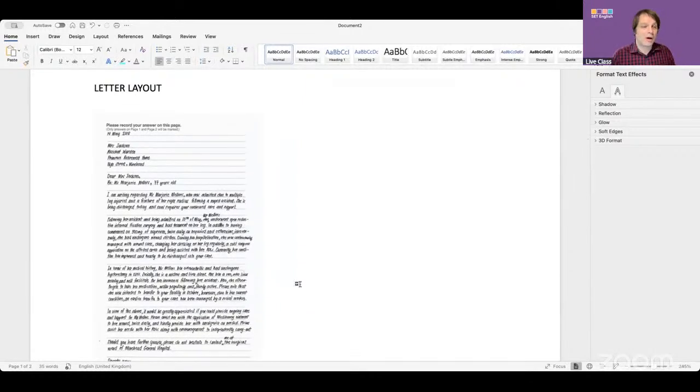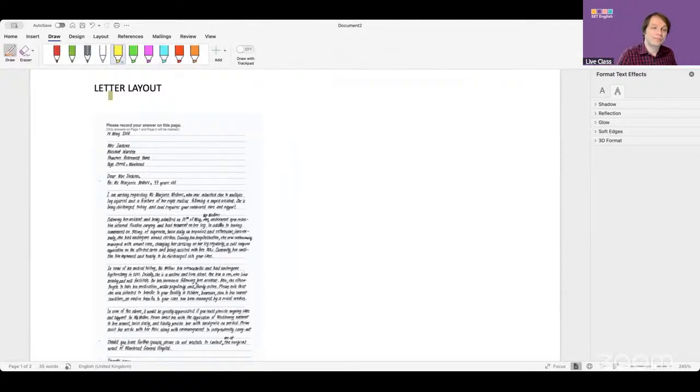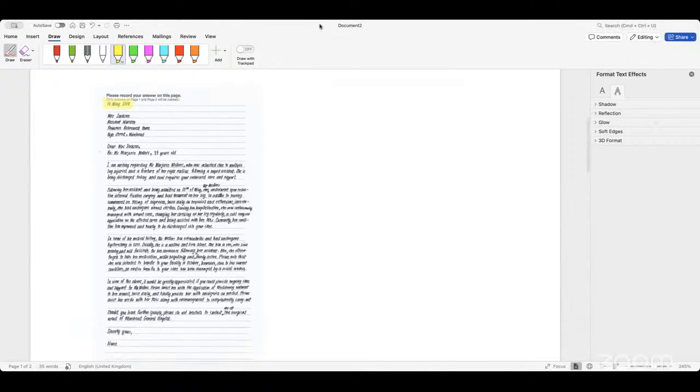Okay? So, what is going at the start of a letter layout? What is going at the very beginning? What is this? Alina, this is the what? The date. Of course, it's the date, isn't it?